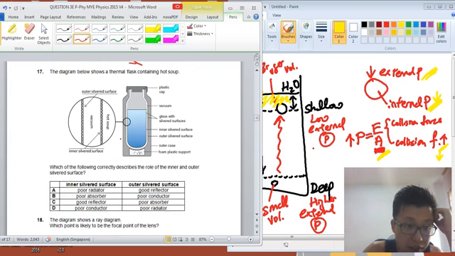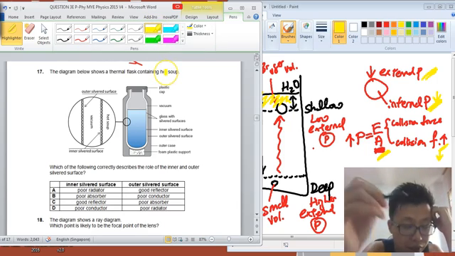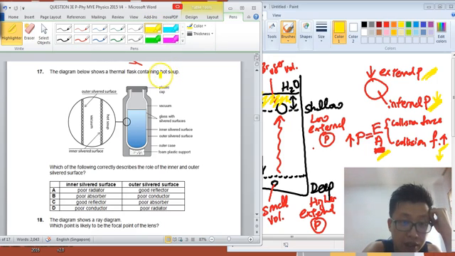Then question 17. Question 17 is about heat transfer. For heat transfer, you need to know that whether an object is an emitter, radiator, absorber or reflector depends on the temperature of the object, not its color but its temperature. Once you know this, you look at the question context. It says that it is hot.